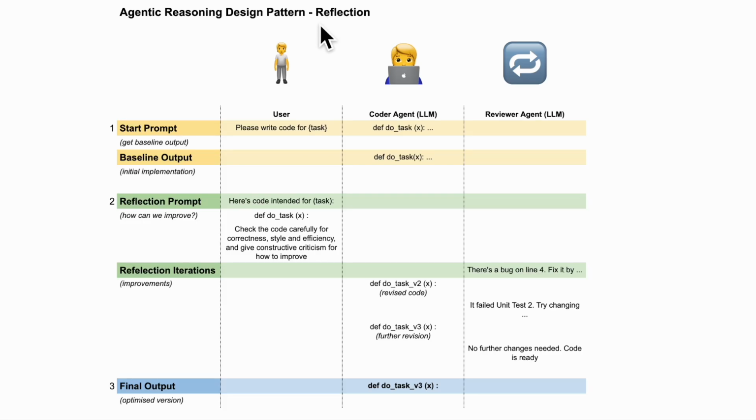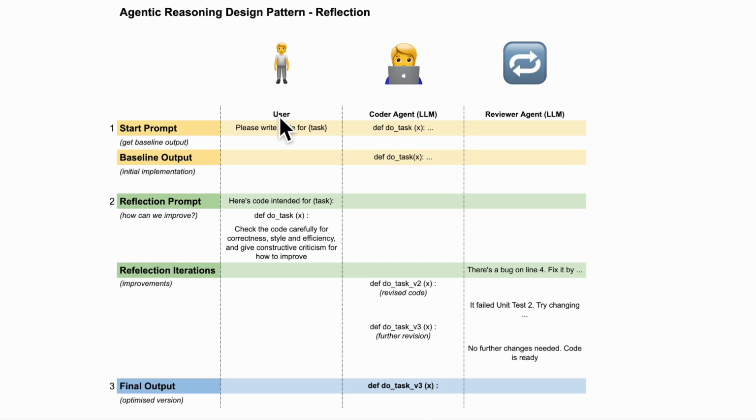Today we are diving into an exciting concept in agentic reasoning design patterns, and that's called reflection. So this is a process by which an AI agent or multiple agents in a multi-agent collaboration critically evaluate their outputs, identify potential improvements, and iteratively refine the solution to produce an optimized output version.